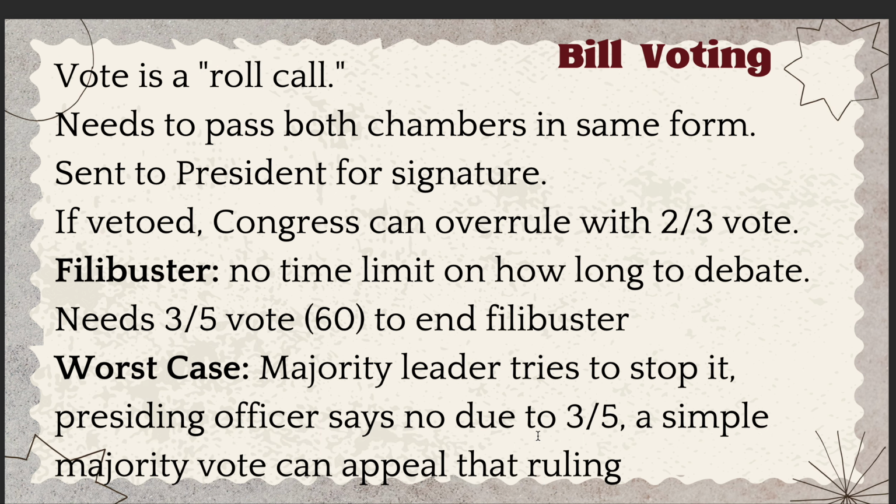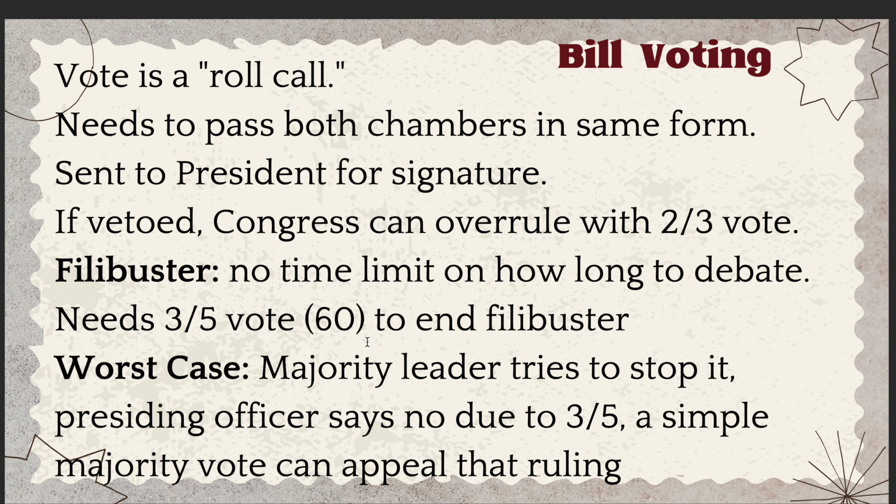So how do they actually vote? Voting is by a roll call. So they'll call out either the name, or they'll call out the Ohio representative from District 9. And then you either say, yes, I vote for it, or no, I do not. It has to pass both chambers in the same form. So if it passes the House, and then the Senate adds one sentence, it has to go back to the House. Nothing can be changed. Both houses have to vote on the same bill.